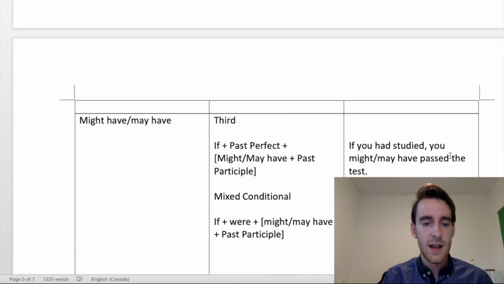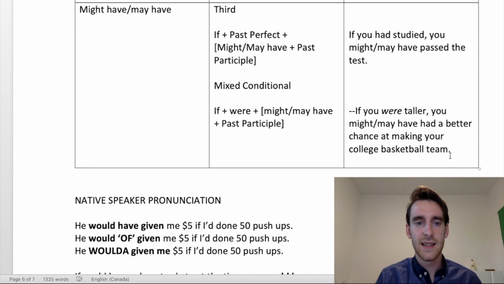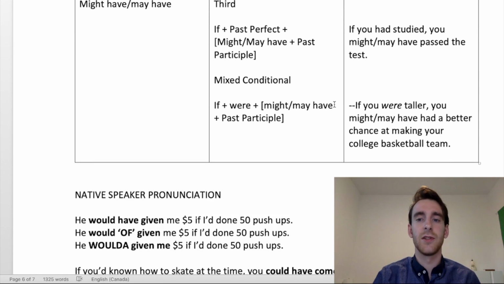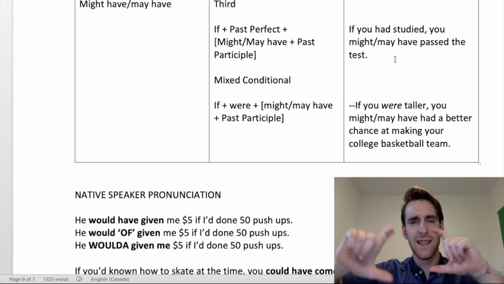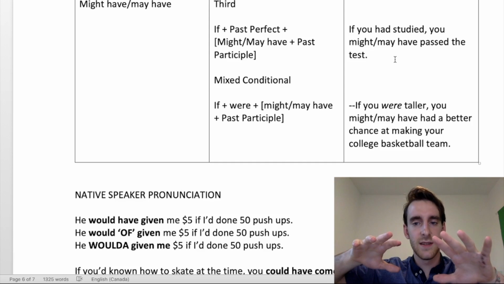Okay, now, very interesting, might have and may have. So for your third conditional, we have if plus past perfect plus might or may have plus past participle. So if you had studied, you might have passed the test. If you had studied, you may have passed the test. So both saying that there was the possibility, maybe, you would have passed.